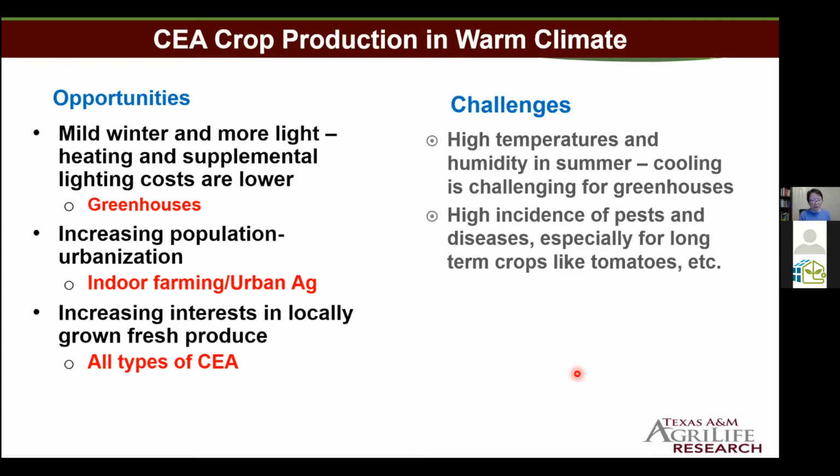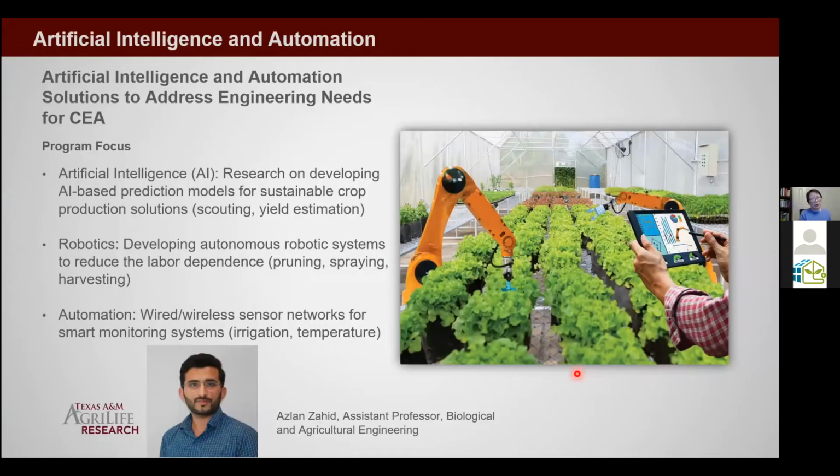So that's good. Because of this increasing demand and the increasing interest in the CEA industry, Texas A&M also realized the importance. So a few years ago, they wanted to establish an urban controlled environment research and extension program. We first started in the Dallas Center, and Dr. Zahid joined us actually 6 months ago, and he is the engineer in the Dallas Center.